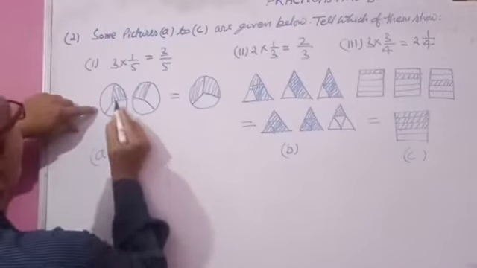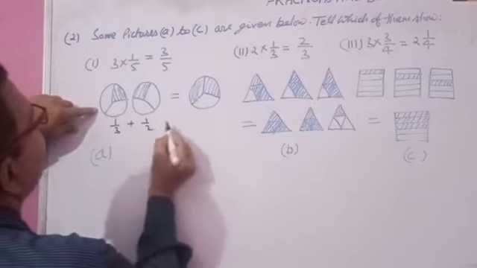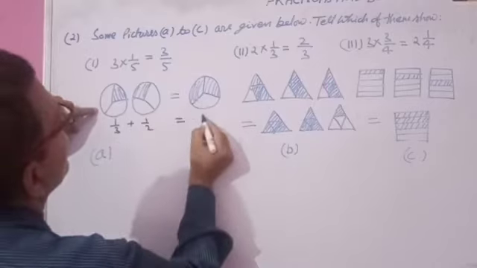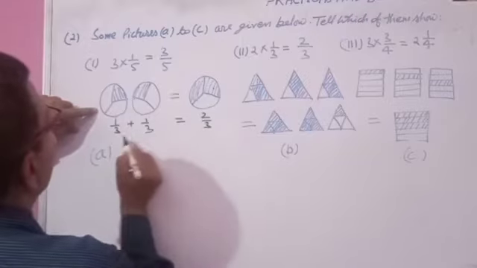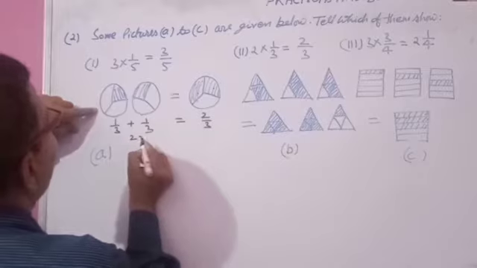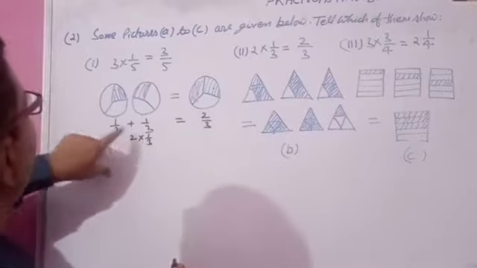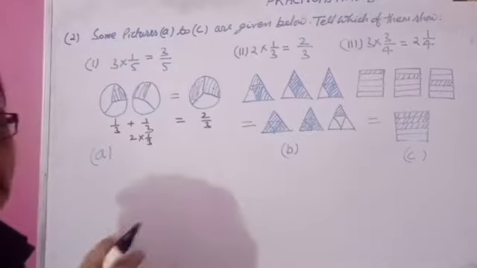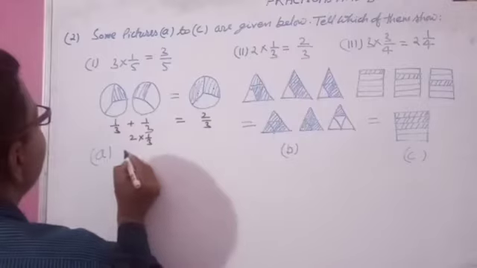This is 1 upon 3 plus 1 upon 3, equal to 2 upon 3. And we can write this 1 upon 3 plus 1 upon 3 as 2 multiplied by 1 upon 3. Which one is 2 multiplied by 1 upon 3? 1 upon 3 plus 1 upon 3 means 2 multiplied by 1 upon 3. This is the second.